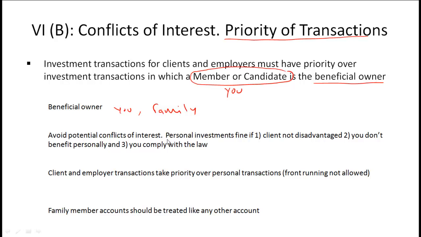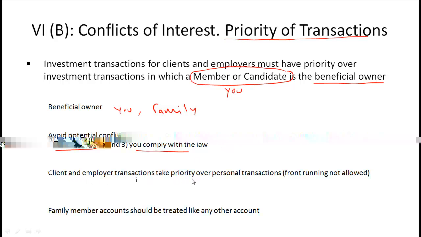Realistically speaking, you are allowed to make personal investments as long as the investments that you make do not disadvantage the client in any way, as long as you do not benefit personally from any sort of transactions that you do for your client, and as long as you comply with the law. So as long as these three conditions hold, then personal investments are fine, even if these investments are in stocks that potentially you are recommending to your client or buying for your client. Client and employer transactions take priority over personal transactions.